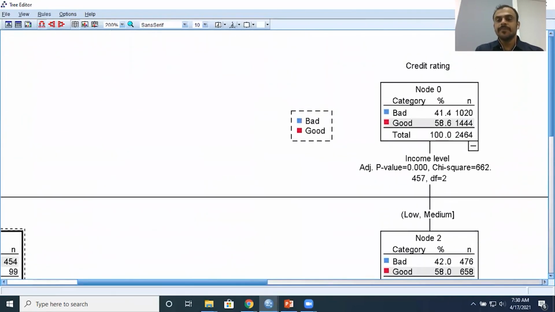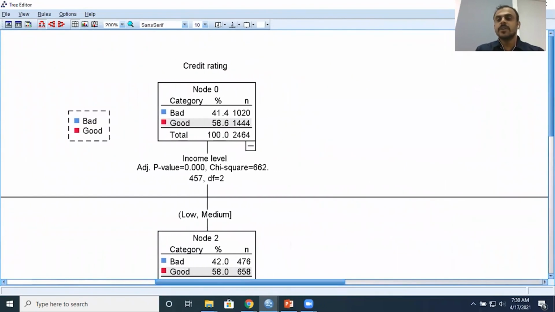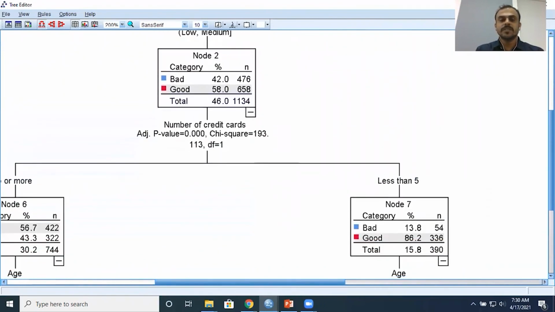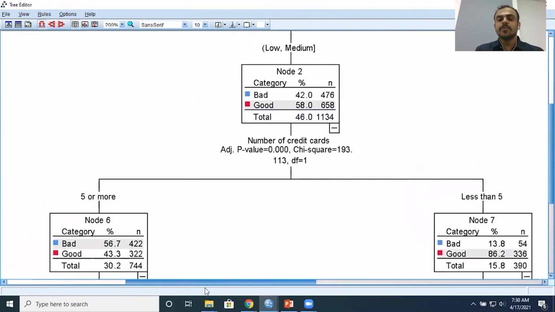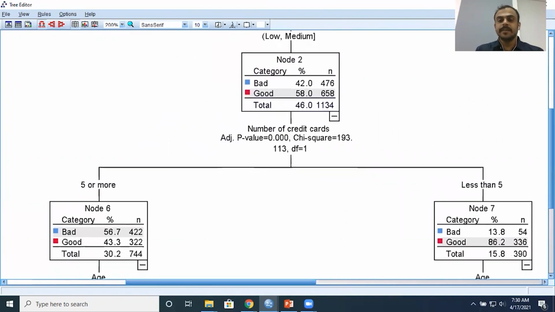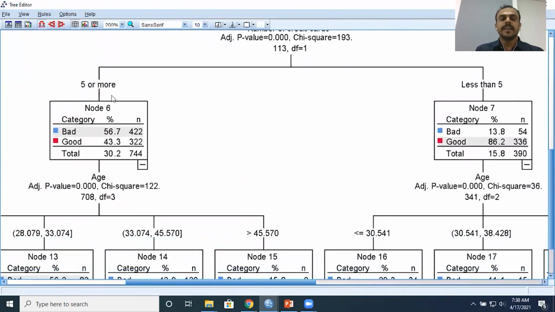If I just scroll down, I made a decision about the low income class. Now it'll be very interesting to study what is happening as far as the middle income group is concerned, right? In the middle income group, it is again saying that number of credit cards is a second important predictor, right? A person can have 5 or more credit cards. Medium income class, 5 or more credit cards. The majority category here happens to be bad, right?